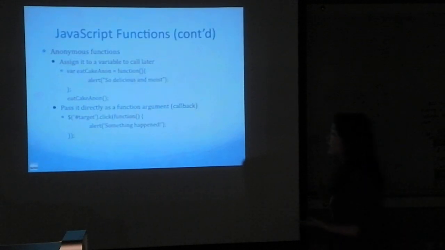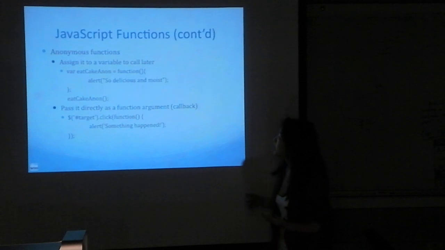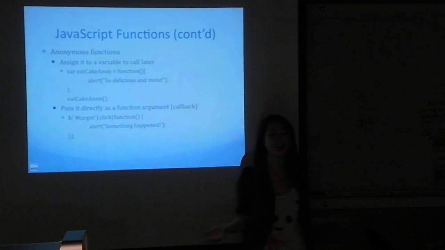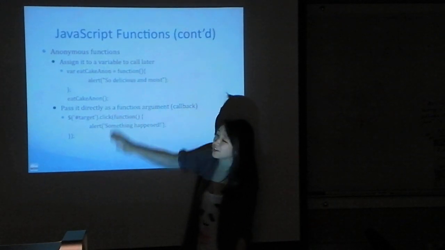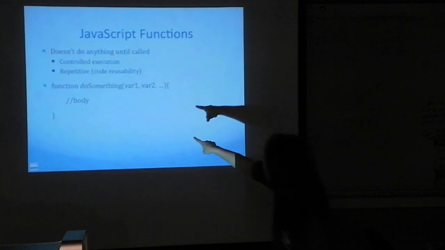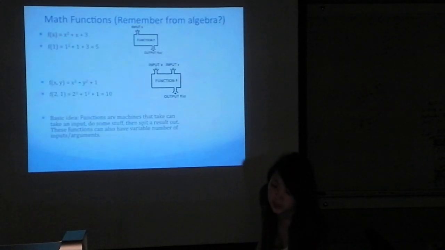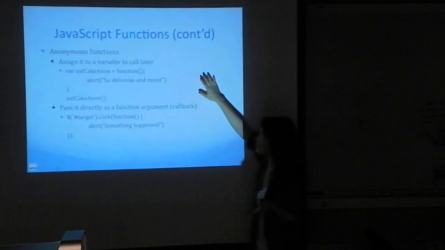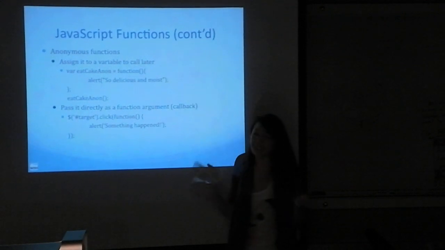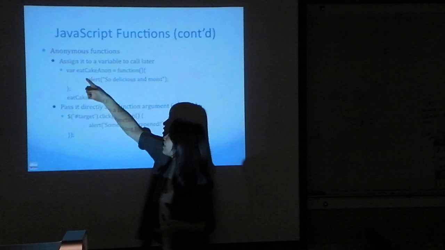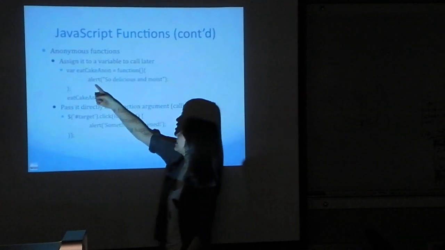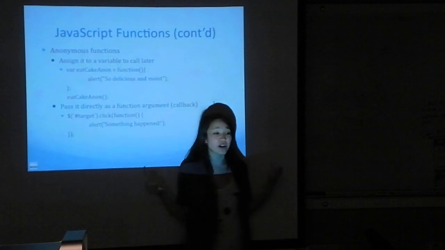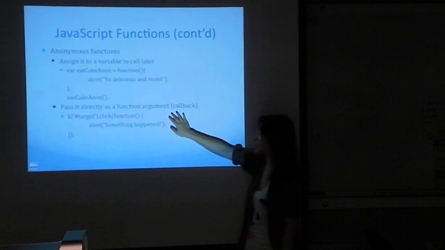We also have anonymous functions, which are what you pass to callbacks. An anonymous function is basically a function without a name, because that's what anonymous means, right? Before, we had that function definition where we had function and then a name, so now we're excluding that name. You could either assign it to a variable so you can call it later. There are some nuances to what this does, but it's basically the same thing as doing a named function. So you can say var eatCake equals this function, do whatever inside, and then you call it just like you would a regular function. Or you could pass it directly as a function argument, which is a callback.